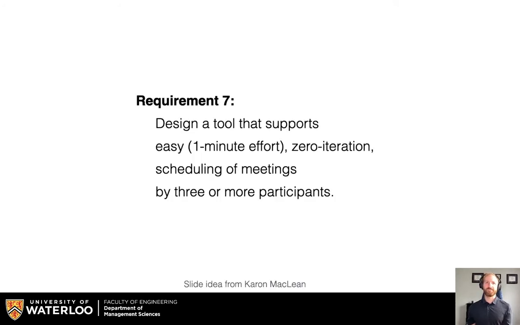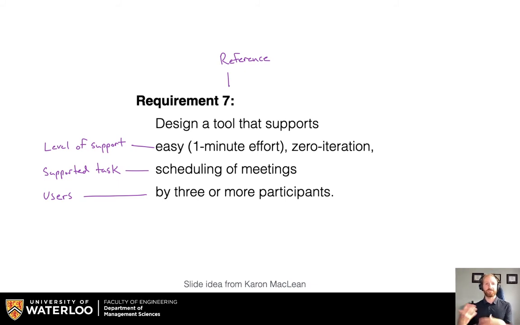You could do something a little bit simpler depending on your need. So for example, you might have this type of an example. There's a reference number for requirement 7. There's a level of support, 1 minute effort, 0 iteration to accomplish a certain task. The task is specified concretely, and the users are specified. 3 or more participants. You may have to link this to personas. So this is very specific. This also accomplishes a lot of what the Volere system does, but in a more succinct way. So if you want to do something more lightweight, you can do this. Just make sure that you've got these different organizational elements.